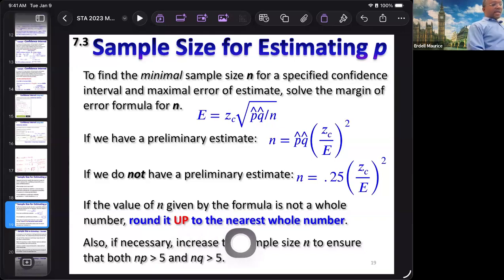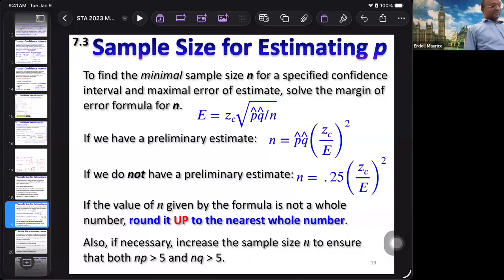If you do not have a preliminary estimate, you use 0.25 times Z over E, squared. If you do have a preliminary estimate, you use p q times Z over E, squared. Of course, always round up and double check to see if your sample size is large enough. If your sample size is not large enough, you just get the smallest value for n such that these two conditions are true. Questions there on the formula? Again, you don't get a cheat sheet, so you poor things.